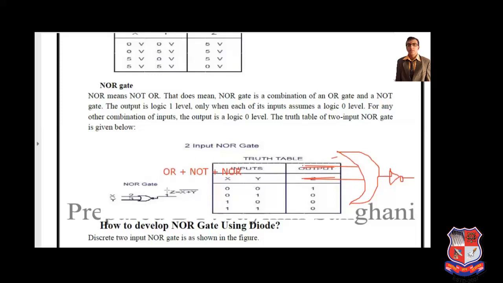A plus B all dash. See this, here X and Y are the inputs. That's why X plus Y all dash. So it is the NOR gate. It can be used in switching applications. The application of the NOR gate was already mentioned.